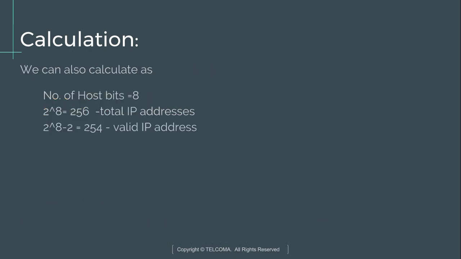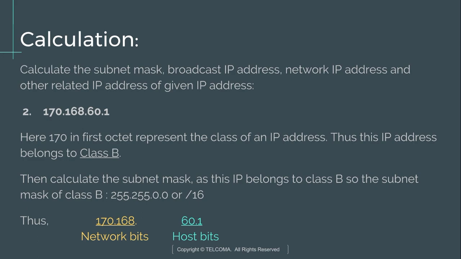We can also calculate the number of IP addresses by calculating the host bits. We know that here the number of host bits is 8. So 2 raised to power 8 equals 256, which tells the total IP addresses, from which 2 are invalid IP addresses. By subtracting 2, we get 254, which are the valid IP addresses. Let's take another example.